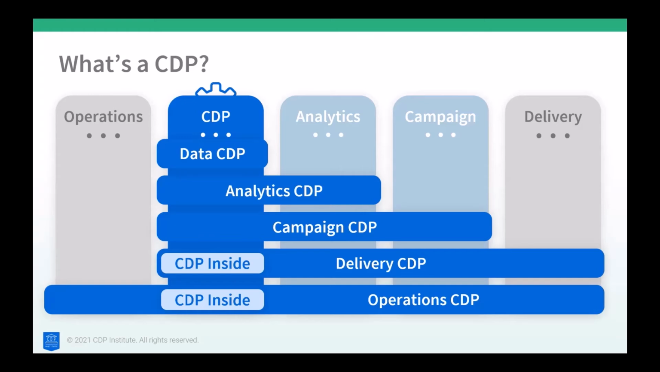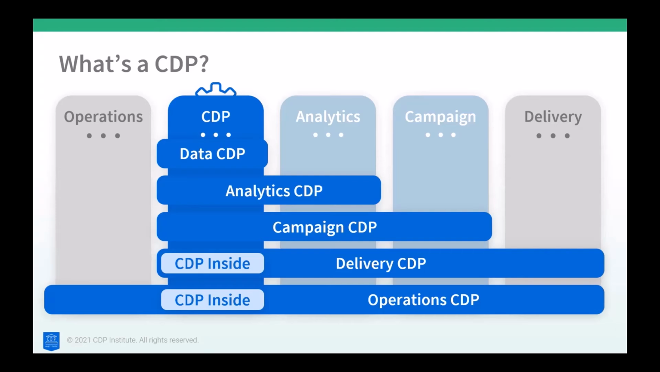Some do all of that plus delivery, delivery CDPs, and some actually have operational capabilities. There's a CDP inside of an e-commerce platform, for example, or a ticketing system, or whatever it is that's running your company operations. And when you get down to those two lower levels, the delivery CDP and the operations CDP, the CDP is just one component among many. So we think about those as a CDP inside of a larger system. But whichever one of those you need, if you already have great analytics tools and great campaign tools and great delivery tools, you really just need those data functions in your CDP.